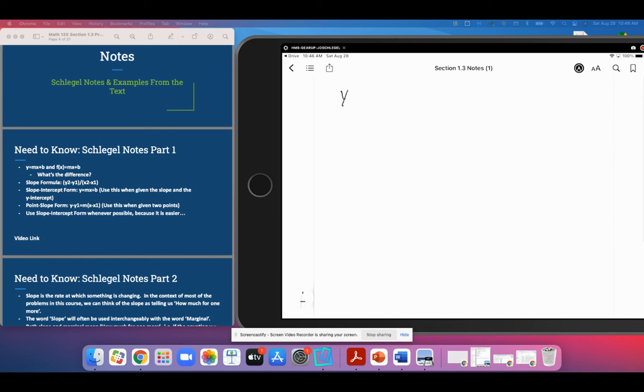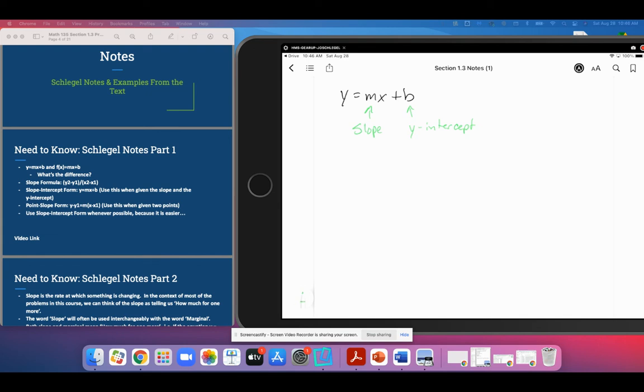So for y equals mx plus b, again, hopefully this is something that you're very familiar with. The m is the slope. People also call that the rate of change. And the b is the y-intercept. Another word that is often used for that is the initial value or the start.